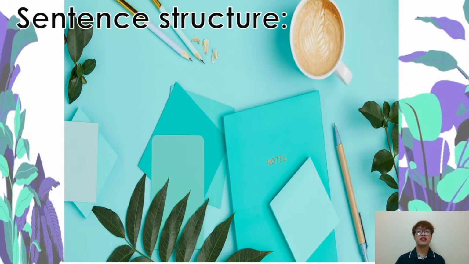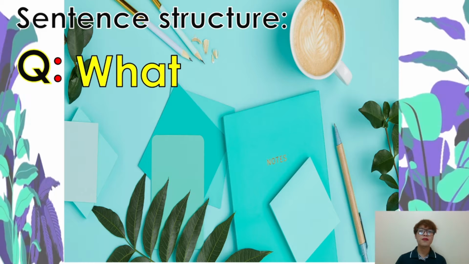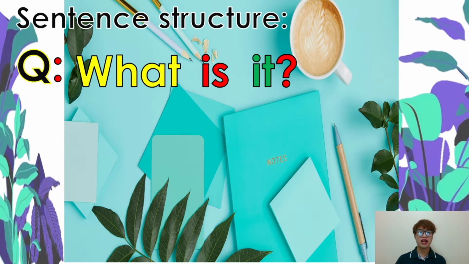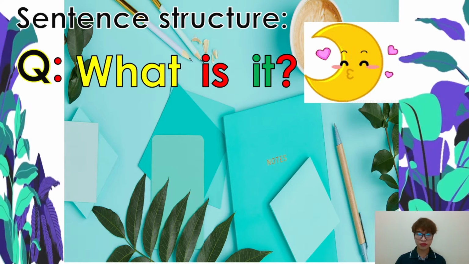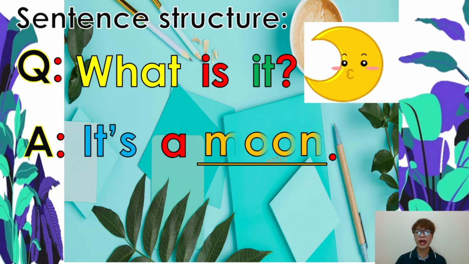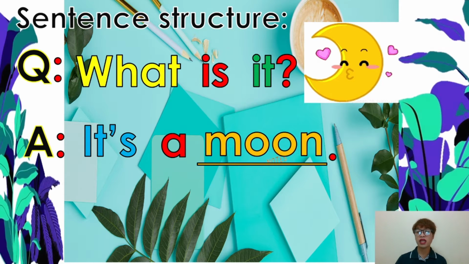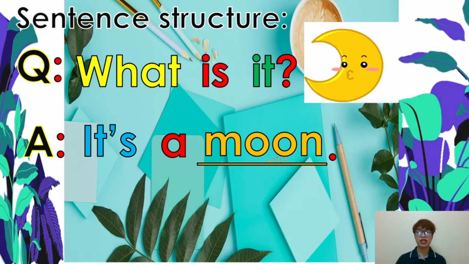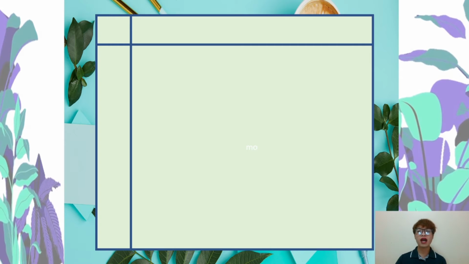Okay, we have here a sentence structure. The question is, what is it? Again, what is it? Very good. The answer will be, it's a blank. It's a moon. Again, please. It's a moon. Very good. Okay, now let's get started.